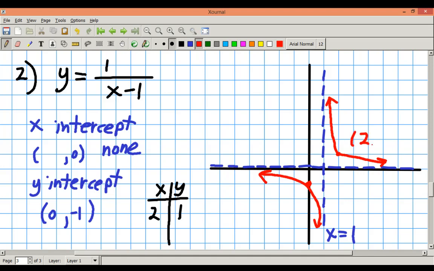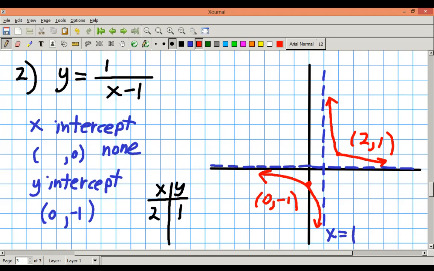So that's the point that we know. So now we got both asymptotes in there. We got one intercept because the other one didn't exist. We do have both branches of the graph in there, so there's your sketch.